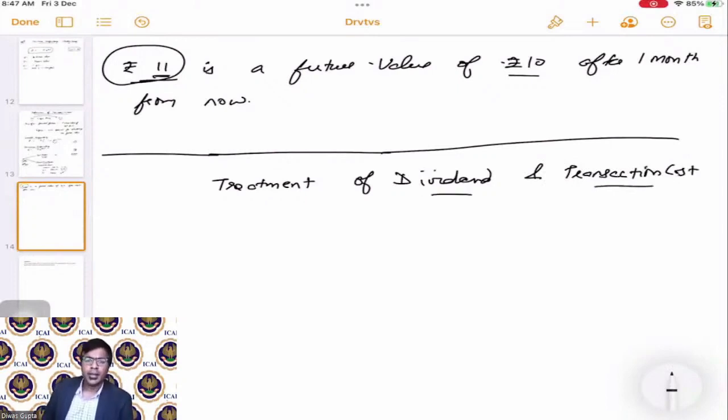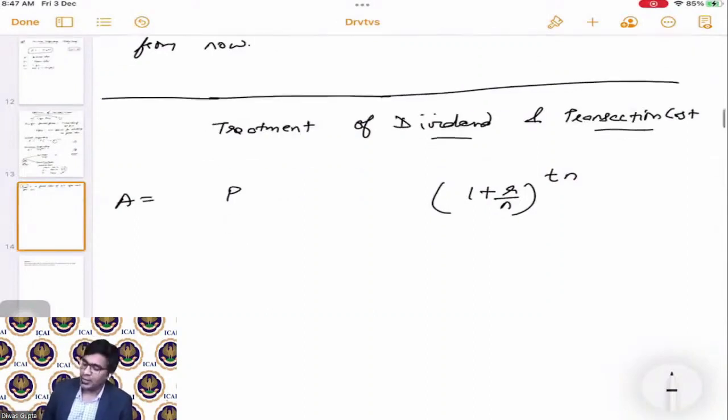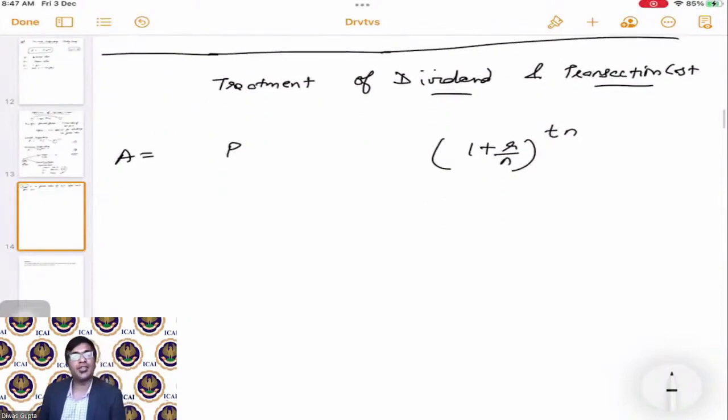Okay. Now, for example, in the spot market, we have till now studied that A is equal to P(1 + R/N)^N, P multiplied by this. This is the basic formula, correct? But what if there is a dividend? There is a discrete dividend. Now see students, dividend is also of two types. One is discrete dividend, one is continuous dividend.